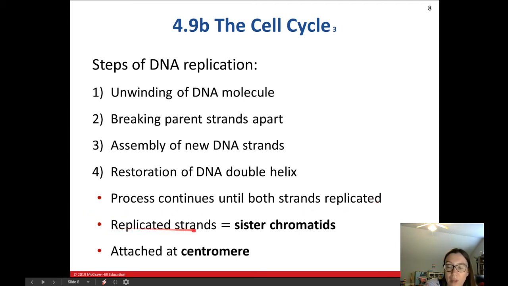These replicated strands are going to be attached in the center at something called a centromere, so they don't come apart, they actually stay together. So we originally had one chromosome, and now we have a replicated chromosome that's attached together at the centromere. These replicated strands we call sister chromatids. The two new cells are daughter cells, and these replicated strands are called sister chromatids. There we go.